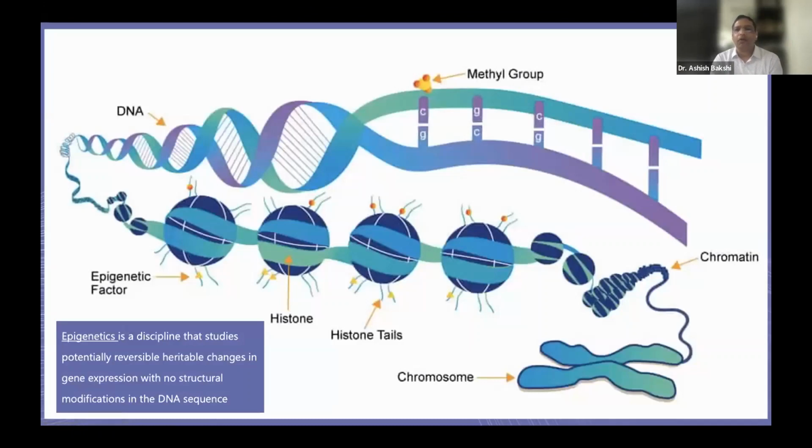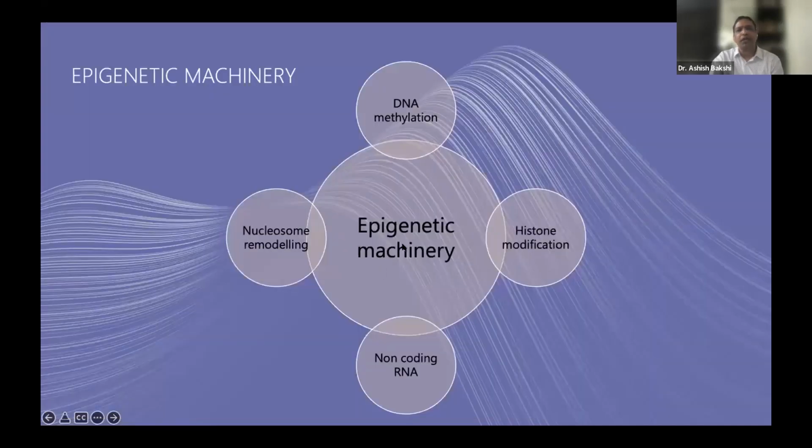As we have learned from Dr. Mithu's talk, epigenetics is a discipline that studies the reversible heritable changes in gene expression with no structural modifications in the DNA sequence. In this epigenetic machinery, as Dr. Mithu has told us, there are primarily 4 events that happen. One is DNA methylation, histone modification, then there are non-coding RNAs and nucleosome remodeling. And this machinery is often disrupted in malignancies, and these approaches have been used in order to treat cancer also.